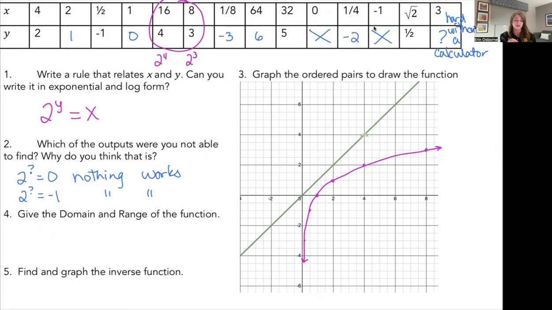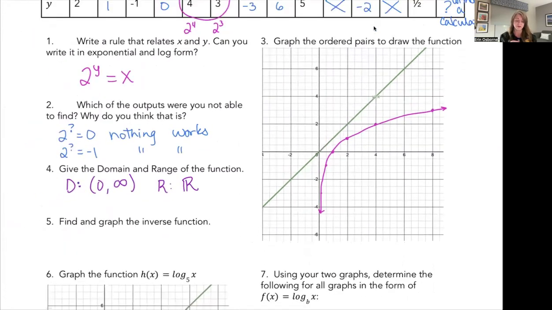Give the domain and range of the function. The domain has to be from 0 to infinity. Use parentheses because we're not including 0. And the range is negative infinity to positive infinity, or you could just put all real numbers.